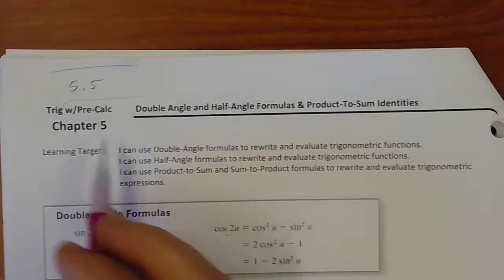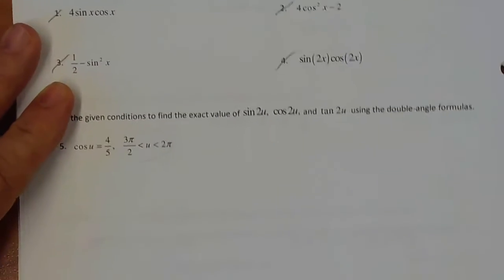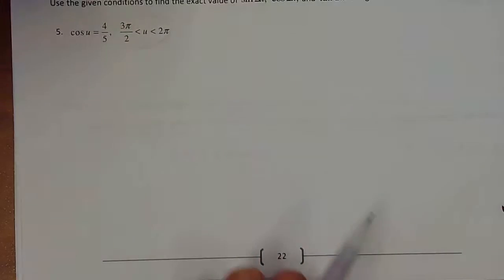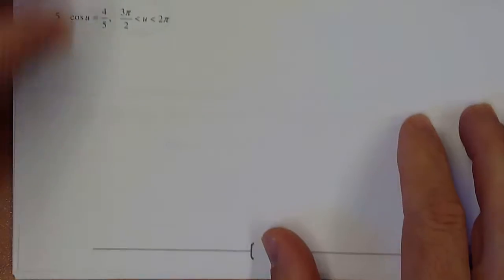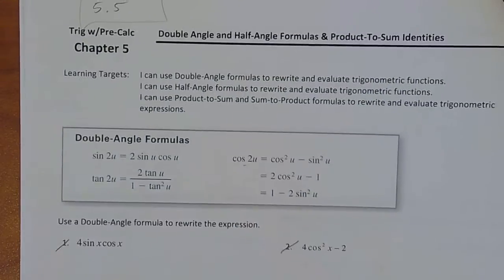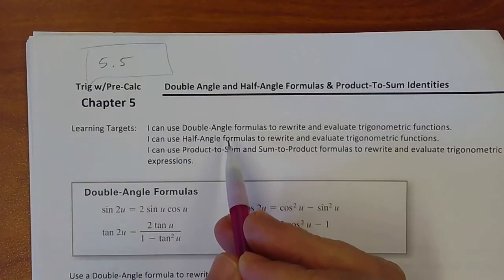Okay, section 5.5, it's not labeled up here, but this is page 22 in your notes packet. Printed that off and downloaded it, page 22, okay? All right, so we're going to work with double angle and half angle formulas in section 5.5.